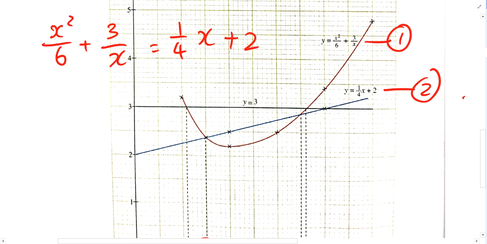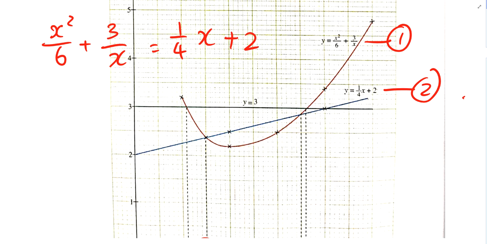Okay. Without doing any more, what type of equation is this? Linear, quadratic, cubic. Why quadratic? Really? Because of the square term? Why cubic? Because there's an x in the denominator, right? What will you do with that x? Multiply throughout. Then you get x cubed over 6 plus 3 equals 1 over 4 x squared plus 2x. Am I right? So there you have a cubic equation.